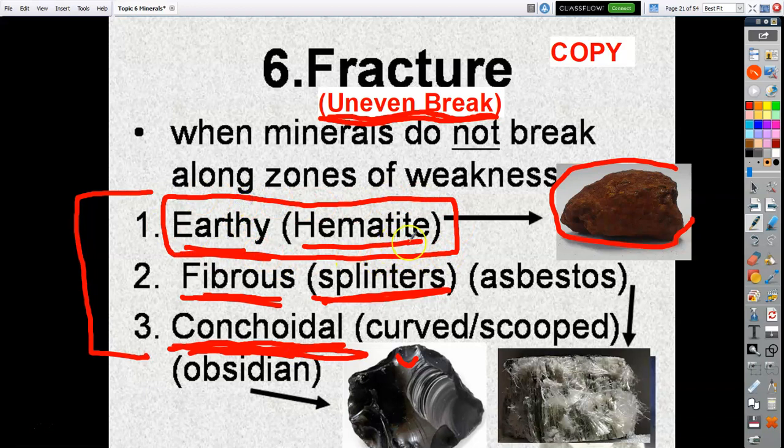Hematite will do this. Sulfur. If you took a piece of that bright yellow, rotten egg smell sulfur and smacked it with a hammer, it's going to break apart and just crumble. So things like hematite and sulfur, they're going to have fracture. They're not going to have smooth, flat sides when they break.